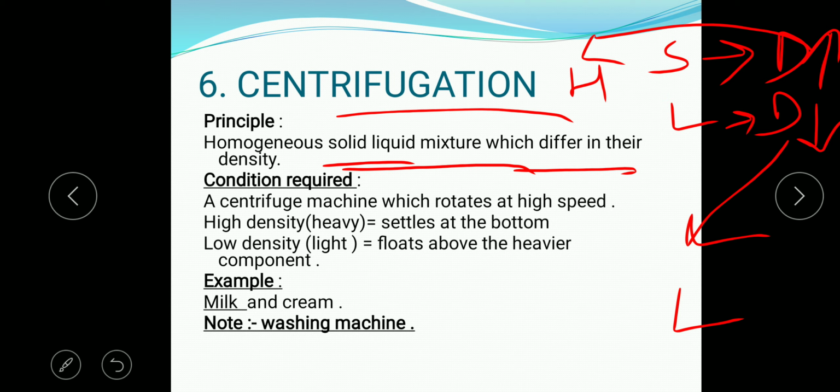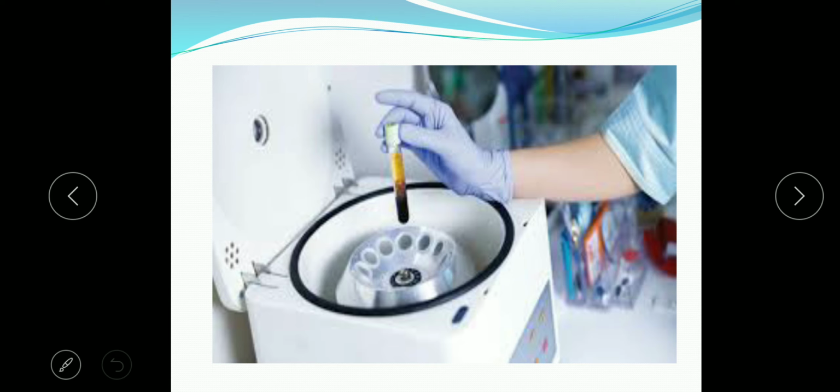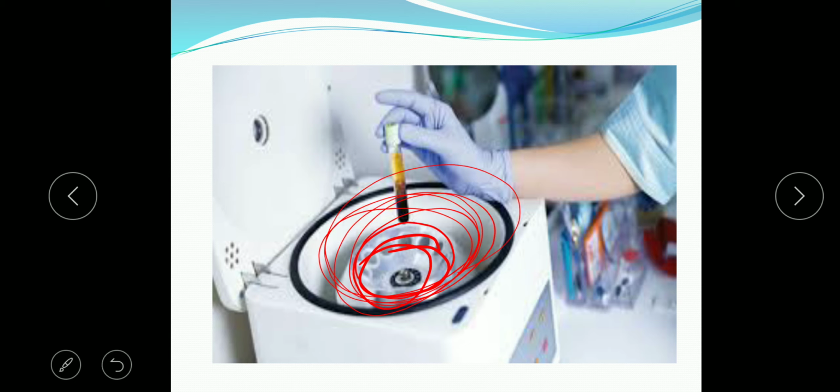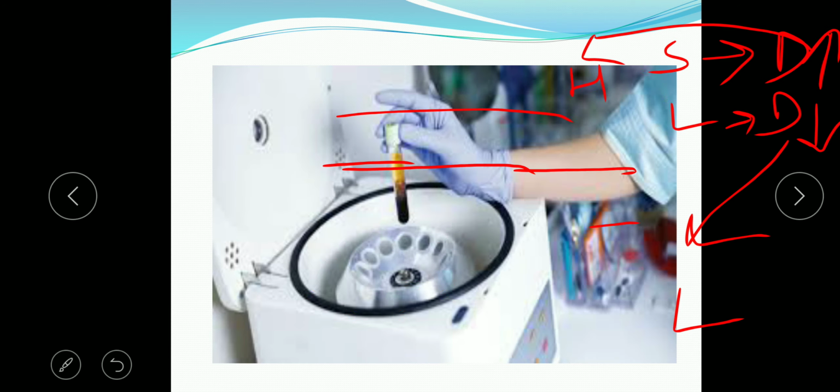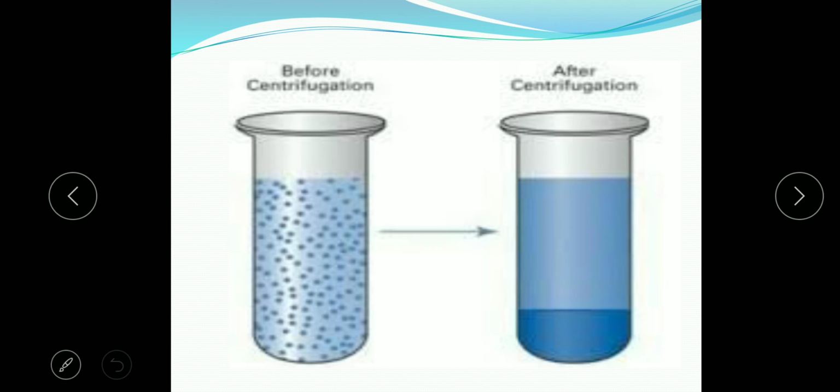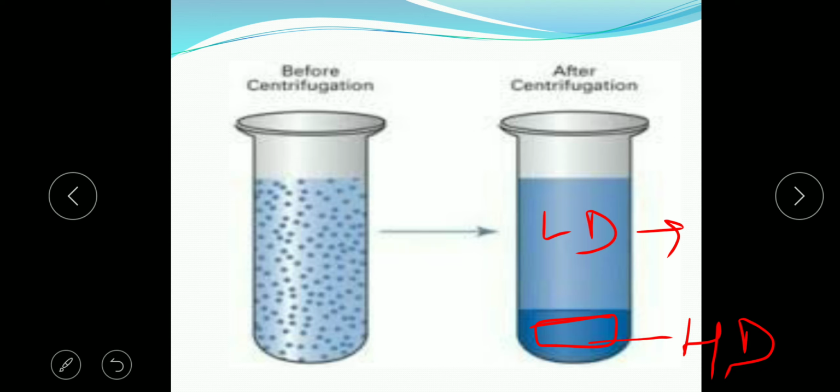So a centrifuge machine is used, which rotates at a high speed. This is a centrifuge machine and these are the holes in which the test tubes will be kept. These are test tube holders, and as the switch is on, it will rotate at a faster speed. The high density heavy component of the mixture will settle down, and the constituent of the mixture which has low density will remain above. This part is high density and this part is low density.